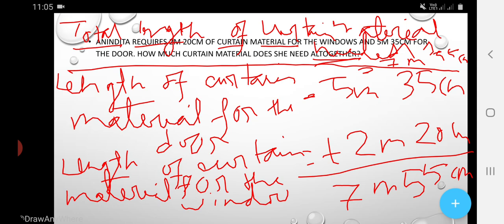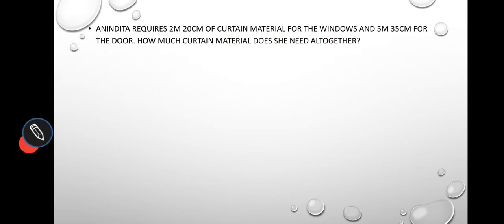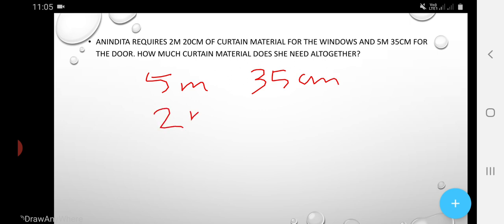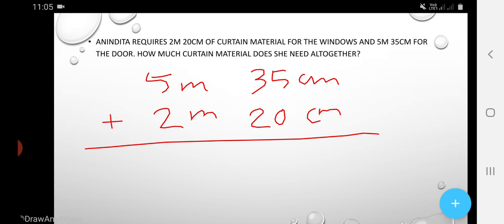Okay. I repeat this. Anindita requires 5 meter 35 centimeter for the door and 2 meter 20 centimeter for the window. So, how much curtain material does she need altogether? What we have to do?